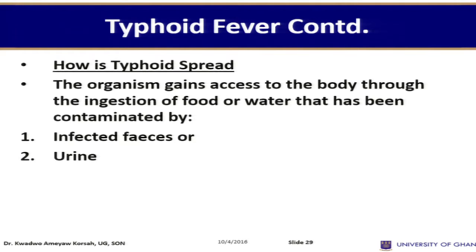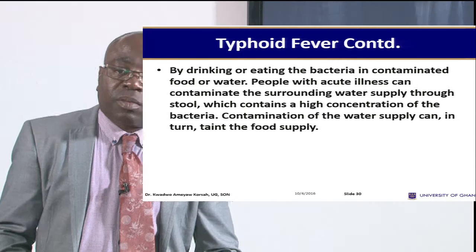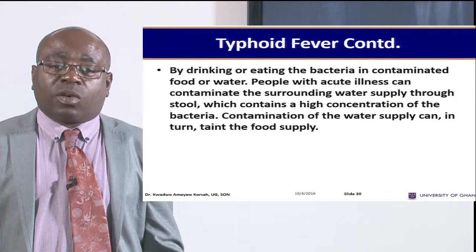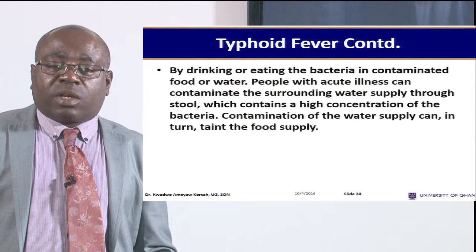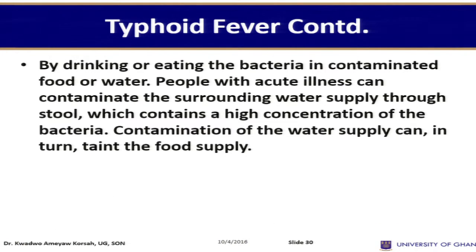And the question that I'll ask you is, how is typhoid spread? So the organism gains access to the body through the ingestion of food or water that has been contaminated by infected feces or by urine. And even these days, they say that fluid from other parts of the body may be infected. So by drinking or eating the bacteria in contaminated food or water, people with acute illness can contaminate the surrounding water supply through contaminated stools, which contain a high concentration of the bacteria, and then contamination of the water supply can in turn taint the food supply that we have.